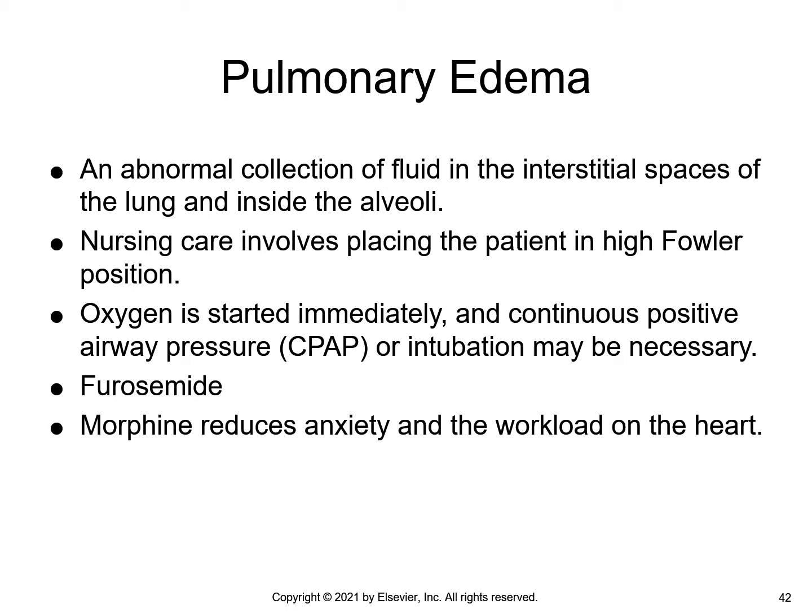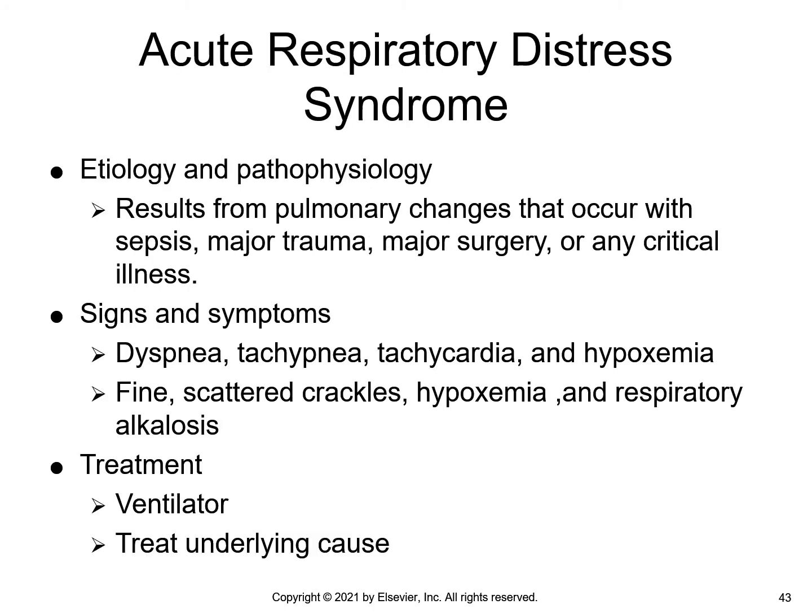Furosemide is often given for fluid diuresis, and morphine will assist to reduce anxiety and the workload of the heart. Acute respiratory distress syndrome is a form of acute lung injury. When the alveoli capillary membrane is injured, it becomes more permeable to intravascular fluid. Alveoli fill with fluid, and carbon dioxide and oxygen cannot cross the membrane into and out of the capillaries. Pulmonary edema and lung stiffness occur, resulting in severe hypoxemia.